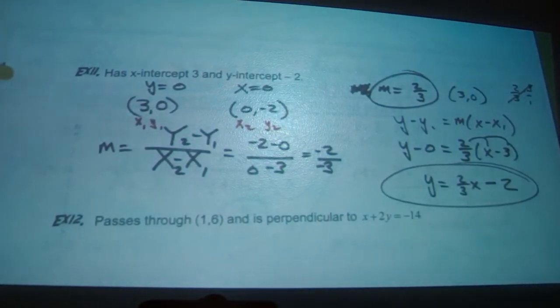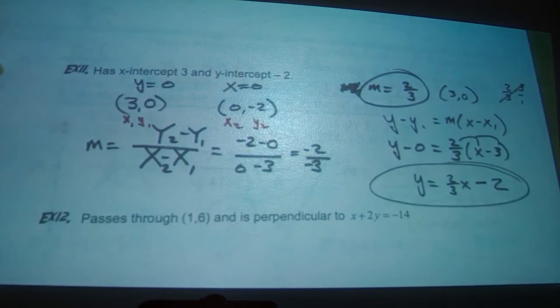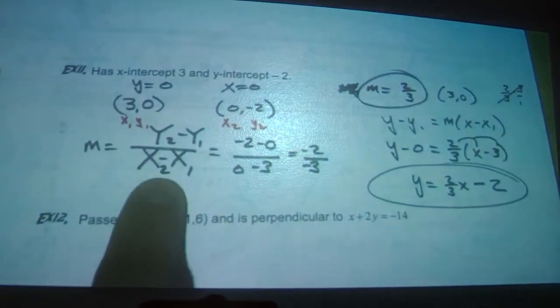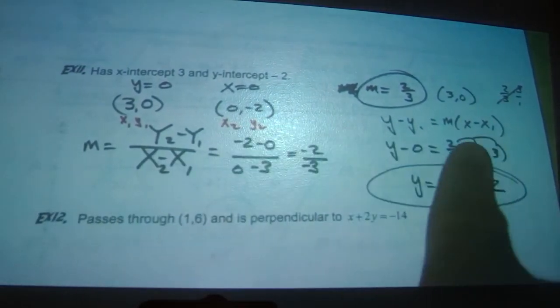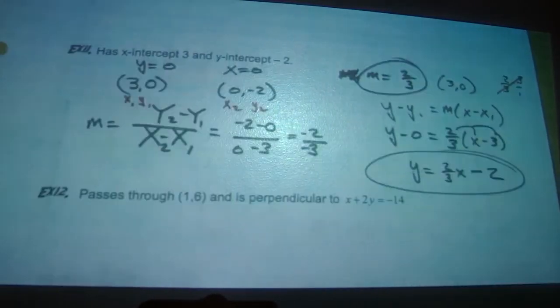Okay? But if you didn't know that, well, you always have point slope. Point slope is your friend. Might as well use it. All right, so anytime we're given 2 points, well, we got to find slope. That's why it's called point slope. We need a point and a slope to go further.